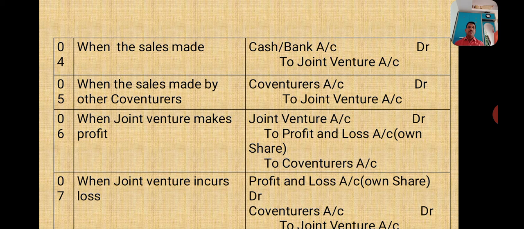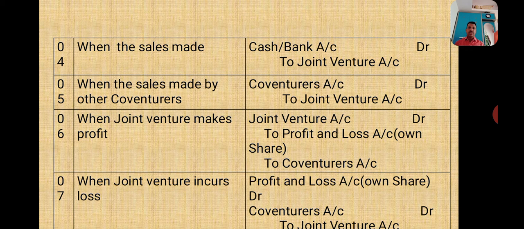So that means the expenses should be debited to the joint venture account, and the incomes or the sales proceeds of the joint venture should be credited to the joint venture account. Another entry will be when the sales are made by other co-venturers.